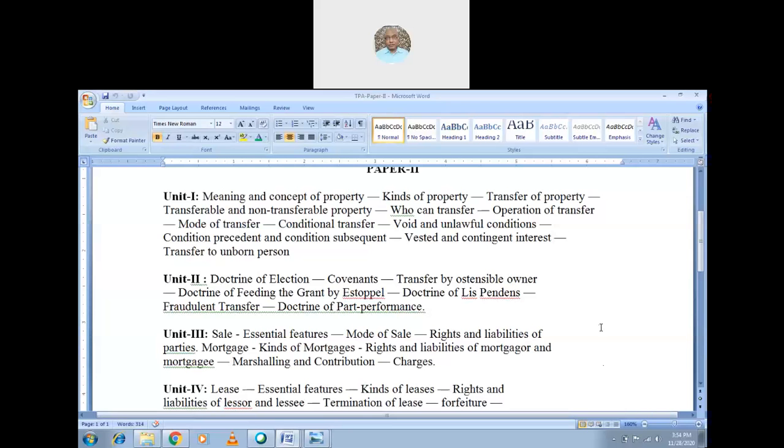Then still we do have some 6 minutes with us. Then we'll see the contingent interest. Then what is the transfer to an unborn person, we'll make it out in detail tomorrow.